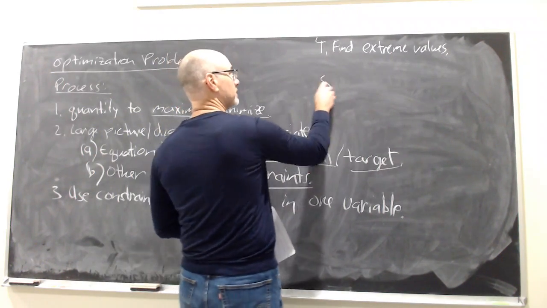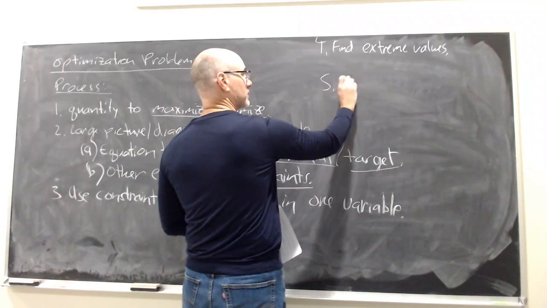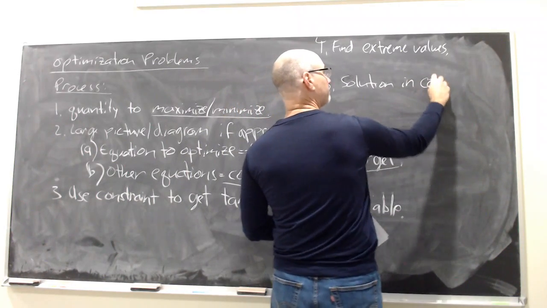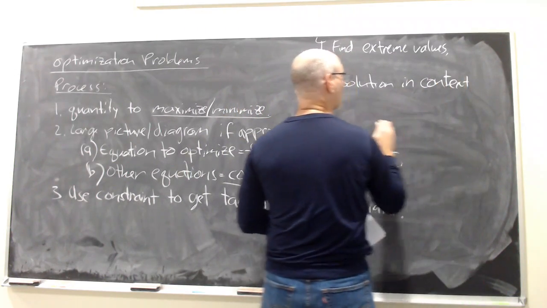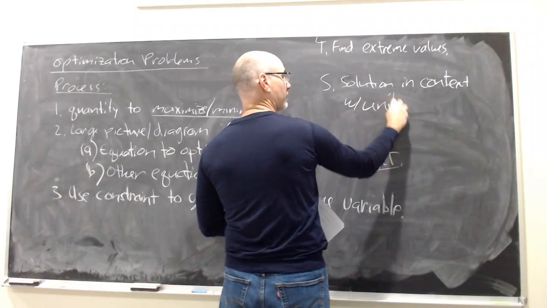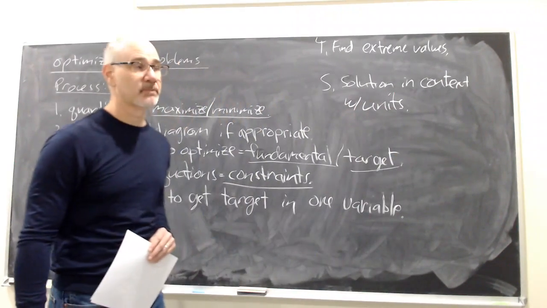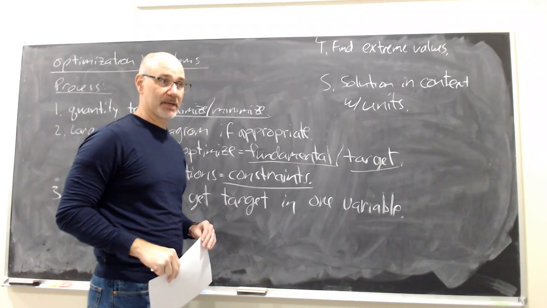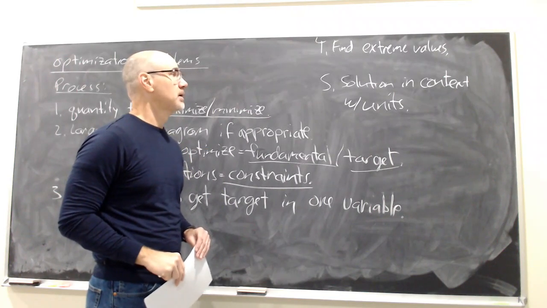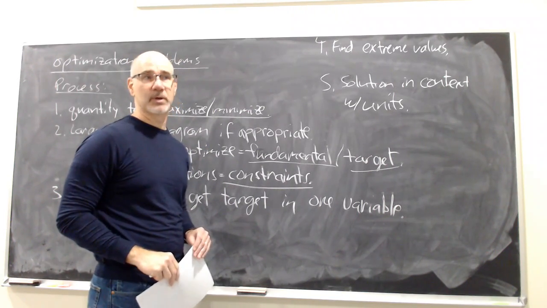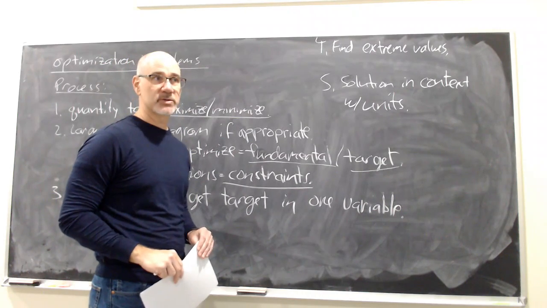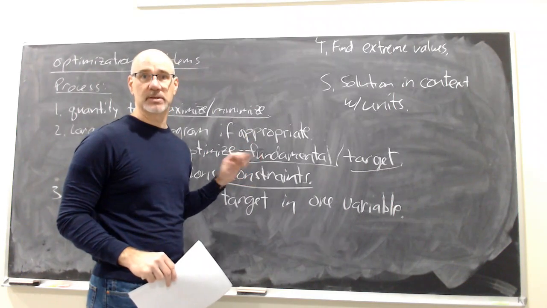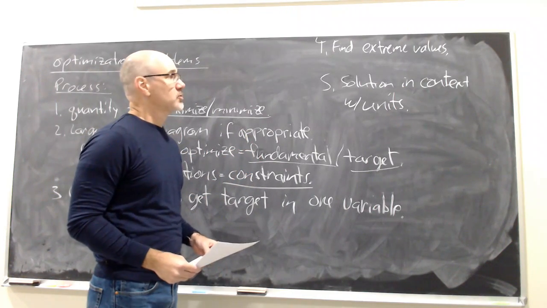All right, and then the last thing is to give your solution in context, with correct units. So at the very end of an optimization problem, you shouldn't be left with a statement like x equals 2, right? It should be x equals 2 feet of fencing, or x equals 1,000 widgets should be produced, right? It's something that you have to tie back to the original context of the problem, okay? So that's our process.